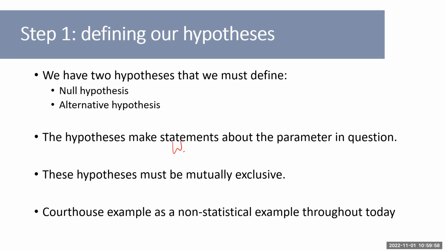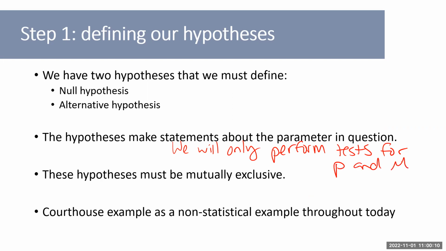But we will only perform tests for P, for our proportion, and for our mean in this class, okay? We can talk about writing hypotheses for anything. We can talk about the range, the median, the standard deviation, whatever you want. But when we get into actually performing these tests, we're only going to talk about the proportion and the mean, just like we did for confidence intervals, okay?